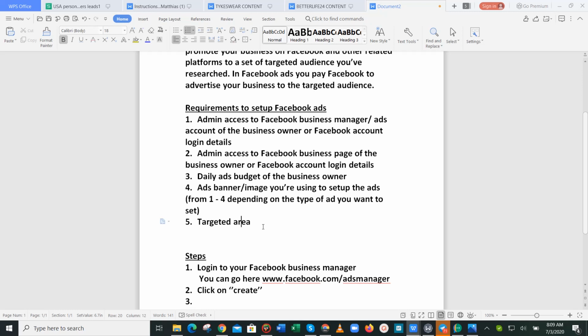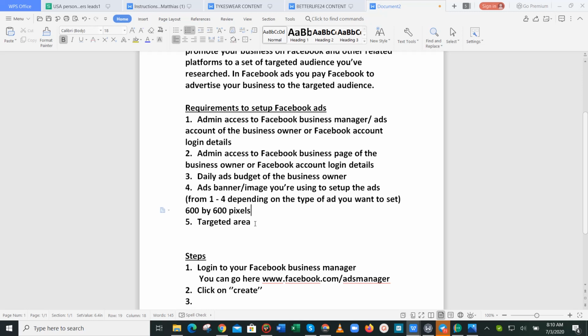So you need a banner or image. The image must be 600 by 600. So the 600 by 600 is the recommended, 600 wide, 600 height, 600 by 600 pixels. That's the recommended one, but you can use above 600, but the least is 600 by 600. So it must be square. If it's not square but it is above 600 by 600, I think they do accept it as well.